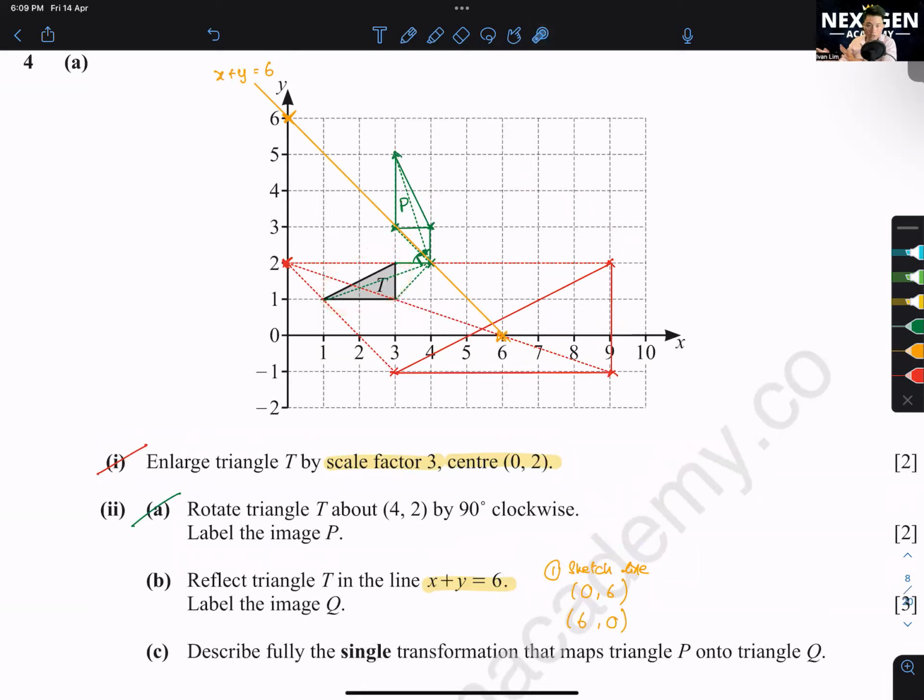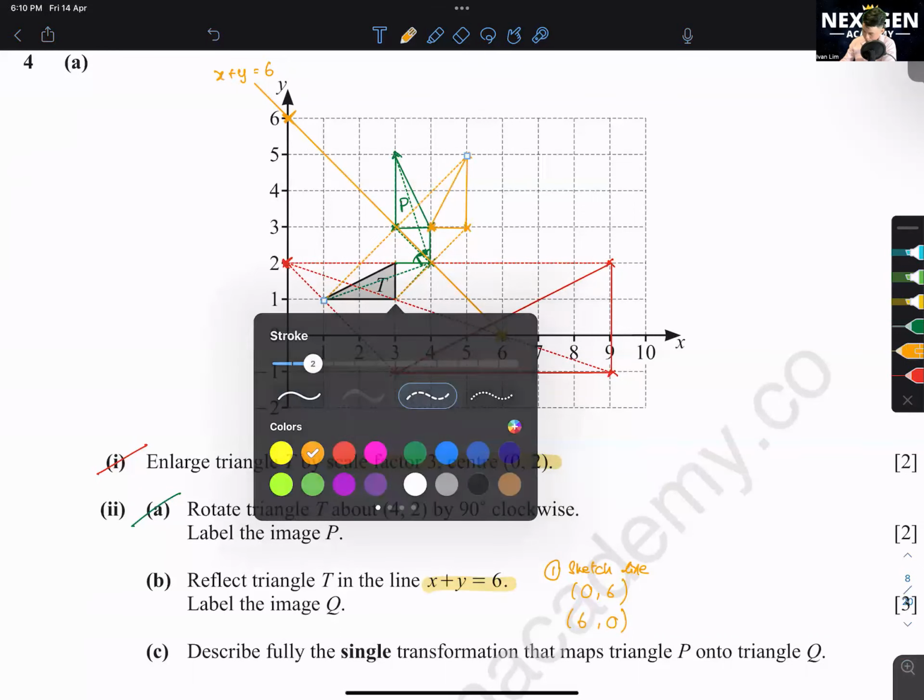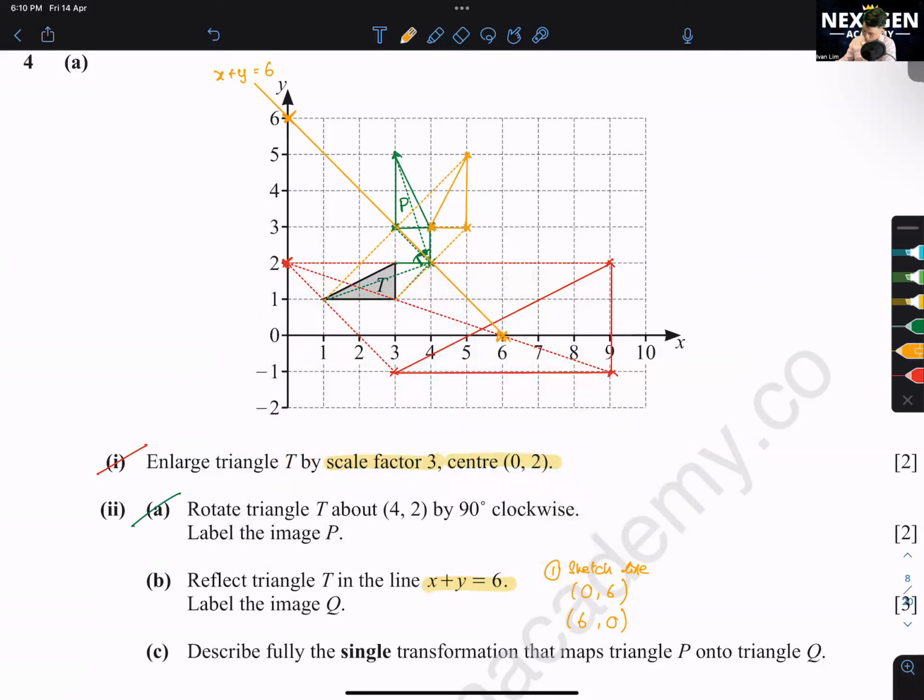So when you draw it out, please also use pencil in your exam. So how to do reflection? You just take the 90 degrees distance like this. So this one will be here. Then this one will be here. And this one you measure 90 degrees also. Will be here. Like this. Got it?